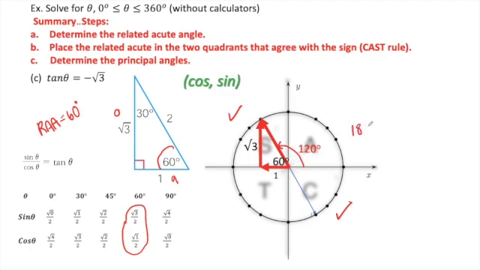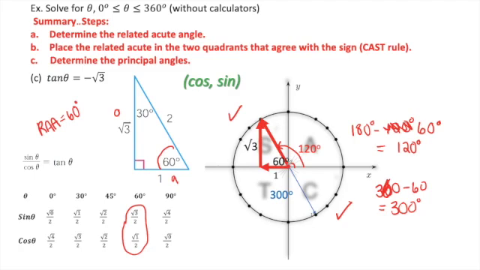Again, that's 180 minus 60, which is equal to the 120. And you're also able to do the 360 minus that 60 to know that that last one is 300 degrees. Sorry, a little messy there. So you're finding out that principal angle. Therefore, your two principal angles are 120 degrees and 300 degrees.